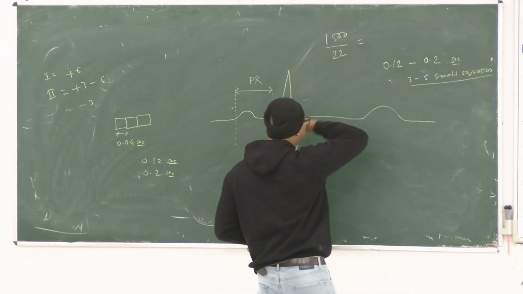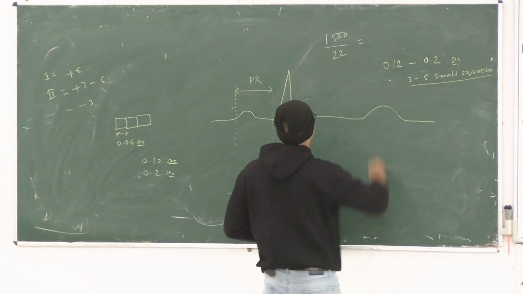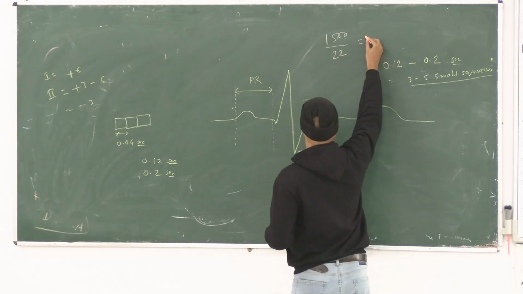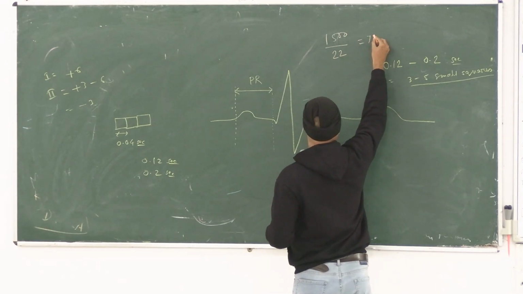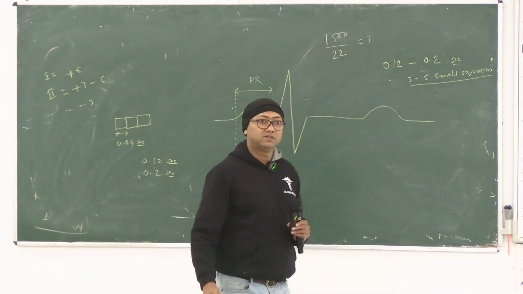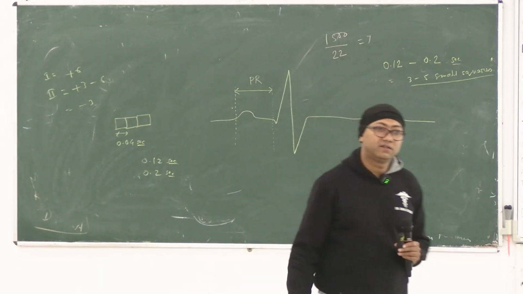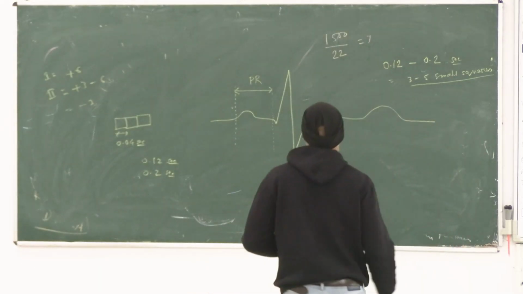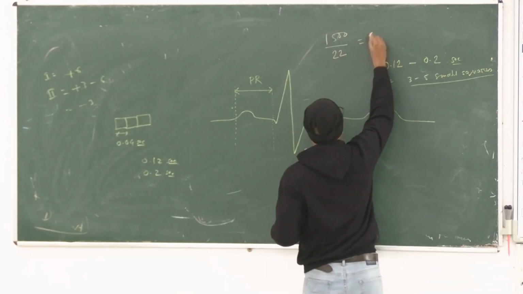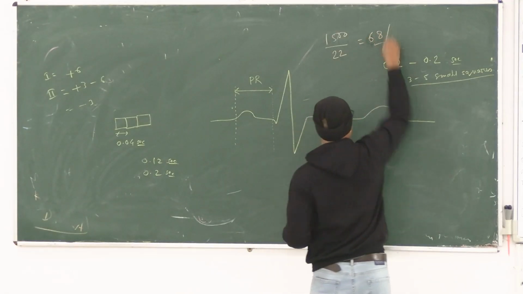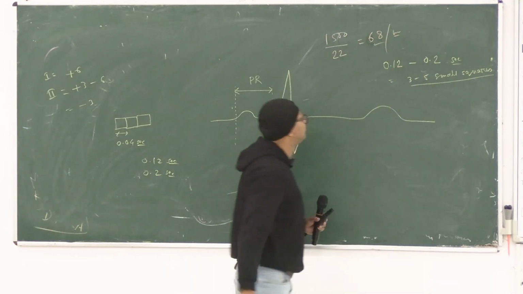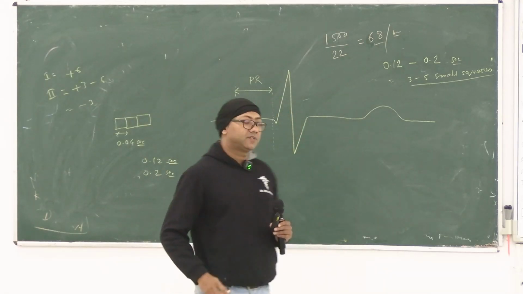So it will be coming out something around 74 or 73, like... how much is coming? 70... 68 point something. Okay, so 68 is the heart rate, 68 per minute.